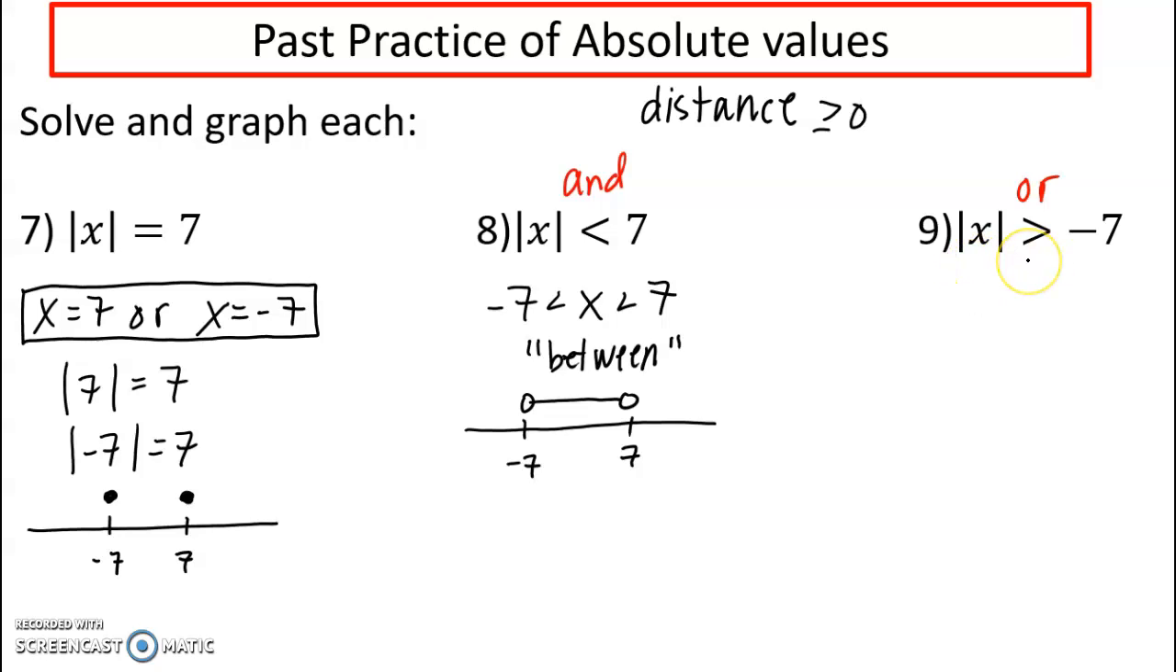Absolute value is greater than -7. Well, what does the absolute value do? It always makes what's inside the absolute value bars a positive number. So if I just look at this statement, I have a positive number greater than -7. Isn't that always going to be true? So my solution here is all real numbers. Every single value of x I plug in there, no matter how big or how small, when I take the absolute value of it, it becomes positive. And a positive is always greater than a negative number. So if I were to graph this, it's literally the entire real number line.